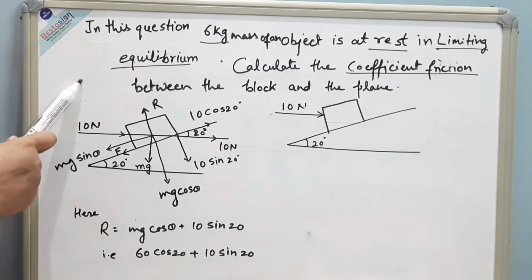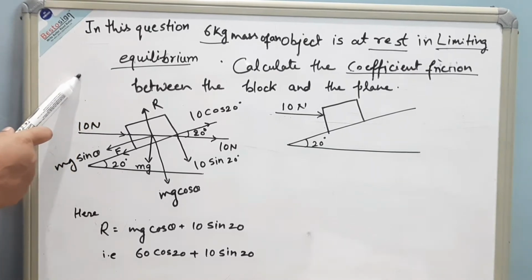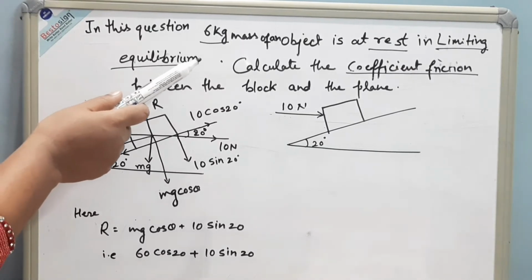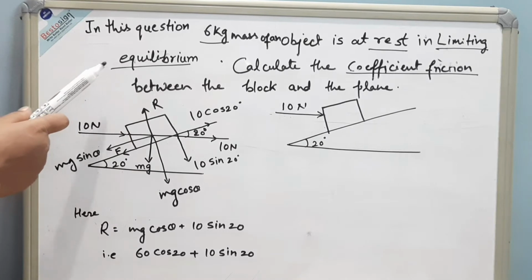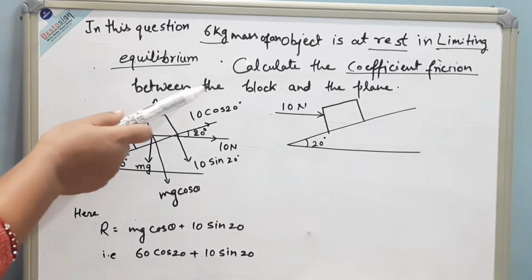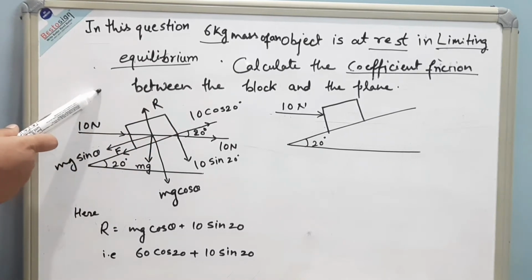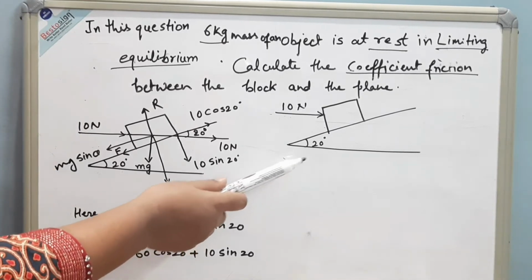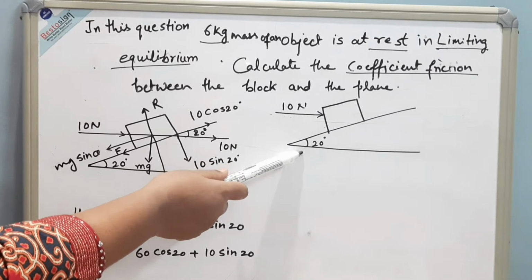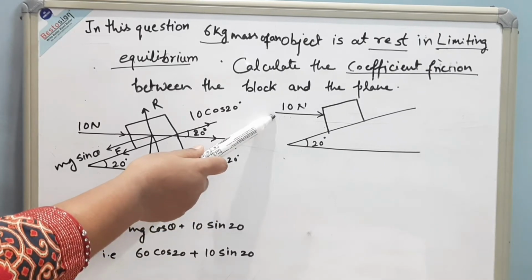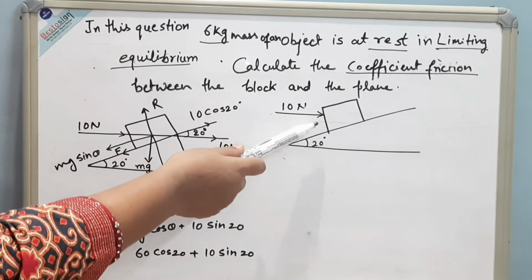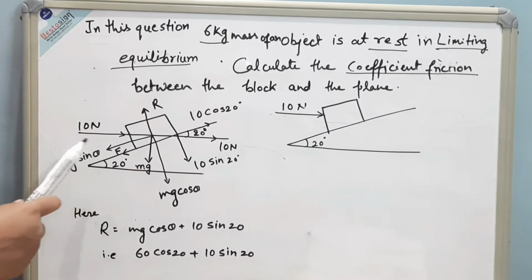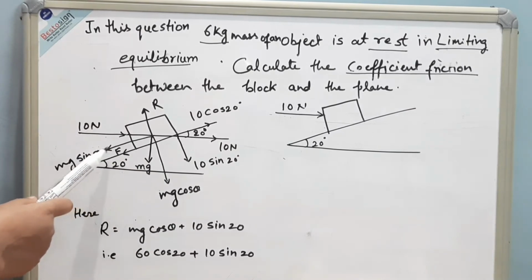This is one of the questions from a past year paper. The question is: a 6 kg object is at rest in limiting equilibrium. Calculate the coefficient of friction between the block and the plane. This was the diagram given in the question. The inclined plane is at 20 degrees and a 10 Newton force was applied on the object. Now we'll see how to factorize this 10 Newton into components.